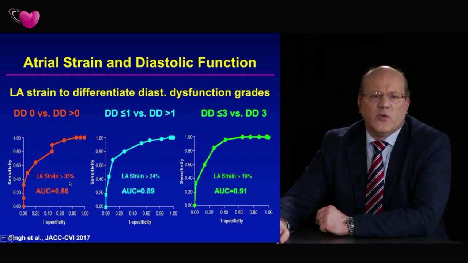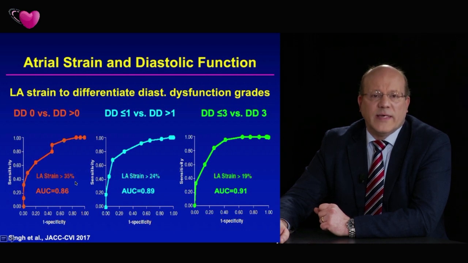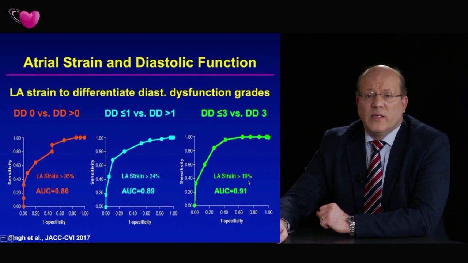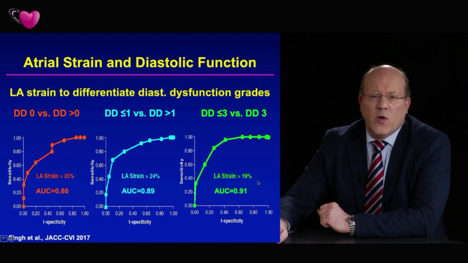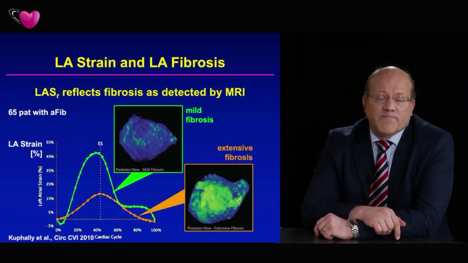So 40 is the normal value. If we want to distinguish no atrial dysfunction or no diastolic dysfunction from the rest, then 35 would be the cutoff. If we want to distinguish mild diastolic dysfunction without elevated pressures from elevated pressures, then 24 would be the cutoff. And if you want to identify severe diastolic dysfunction, then 19 would be the cutoff value, with rather high areas under the receiver operating curves.